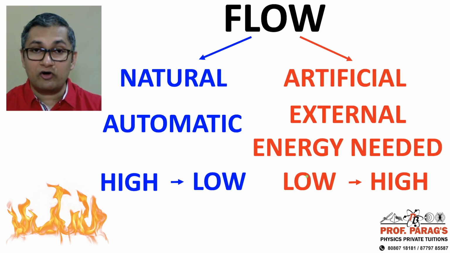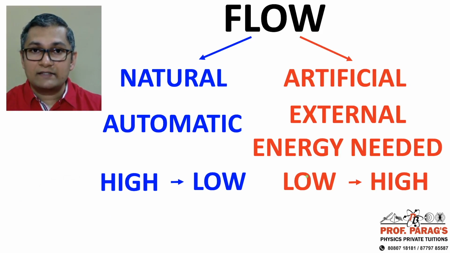So if I take a cup of hot tea and place it on a table, then after some time I will notice that the temperature goes down. That's a high to low flow, high temperature tea to low temperature surrounding room. Whereas, is low to high flow possible in the case of heat? Yes, that is also possible.